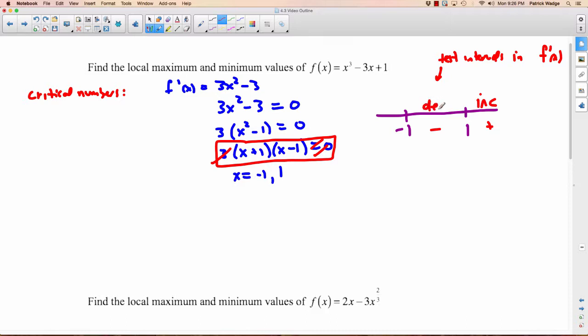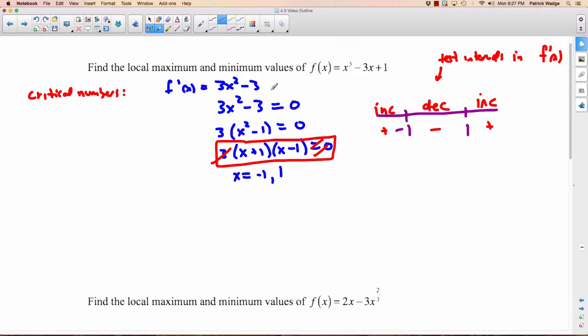It means it's decreasing here. Okay, something less than negative 1. Let's put negative 5 in here. Negative 5 plus 1, that's negative. Negative 5 minus 1, that's negative. Negative times negative makes positive. So for this interval down here, the function is increasing.